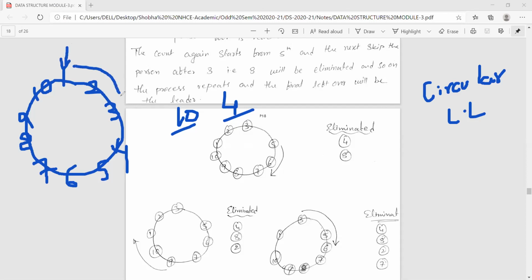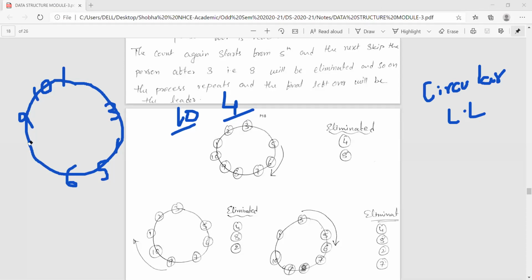So 1, 2, 3. Okay, the third person is 3, the fourth person is 4. So what we are doing, we should eliminate this person. 4 will be removed. Then again continue the process. 5, 6, 7. Who should be eliminated? 8 will be eliminated. Again 9, 10, 1. Who should be eliminated? Fourth person, fourth position: 2 will be eliminated. Then 3, 5, 6. Which should be eliminated? 7 will be eliminated.